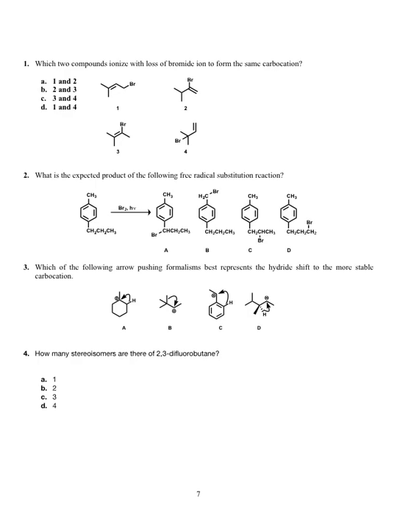This is exam 3 review for spring 2019 Organic Chemistry 1, looking at substitution reactions using free radical or SN1, SN2. So question number 1 is asking which two compounds ionize with loss of bromide ion to form the same carbocation.